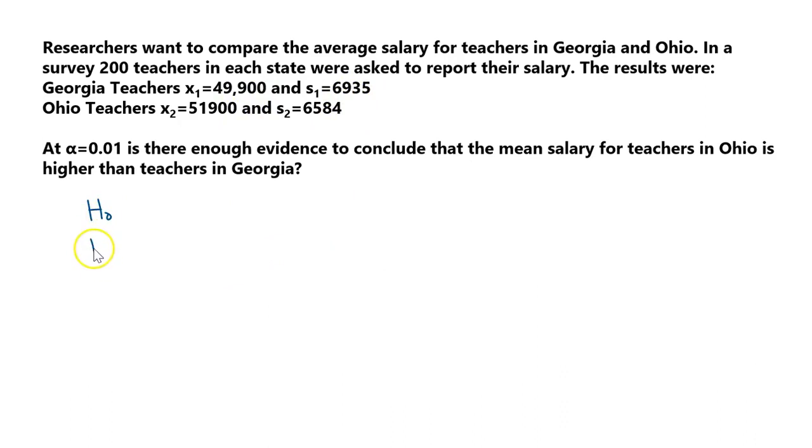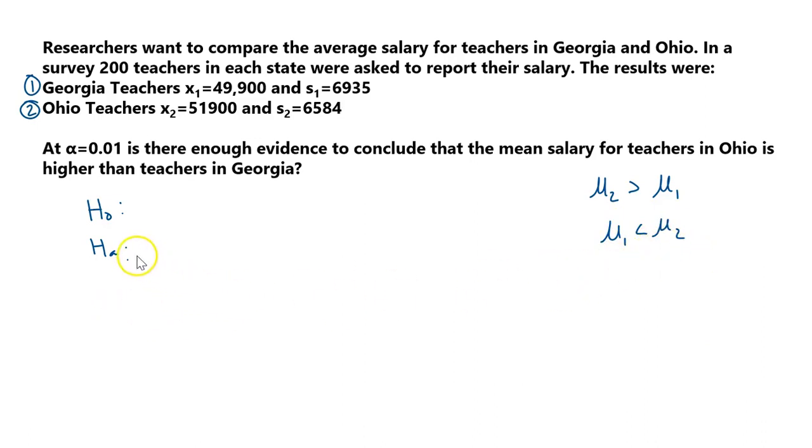So null hypothesis, alternative hypothesis. Conclude that the mean salary for teachers in Ohio is higher than Georgia. I'm going to call Georgia, well, they call Georgia 1 and Ohio 2. So the claim is that the mean for 2 would be higher than the mean for population 1. We usually write 1 first, so I'm going to reverse this and say mean 1 is less than mean 2. That is the claim.